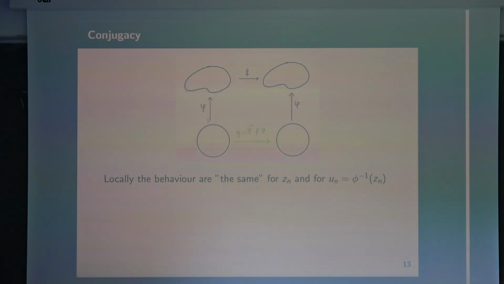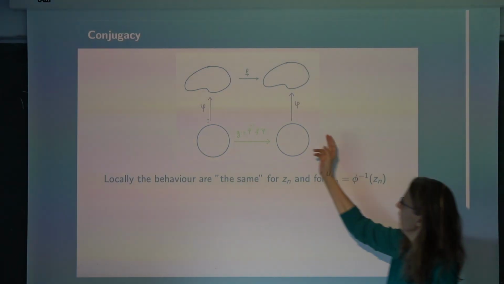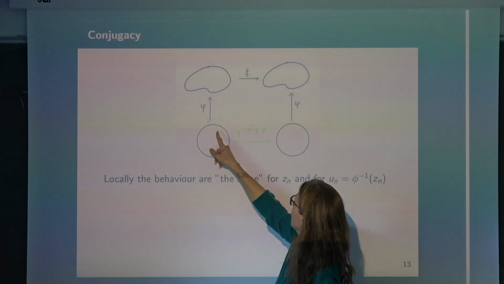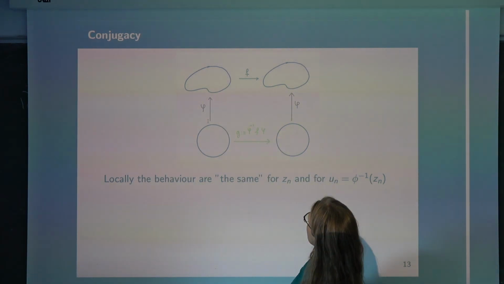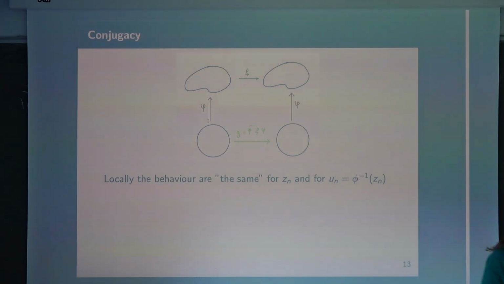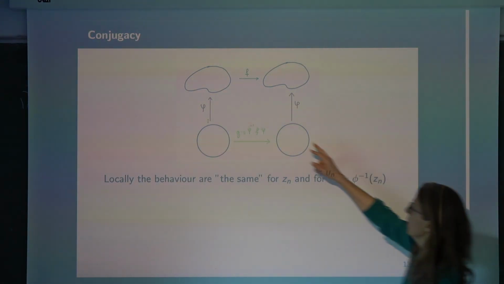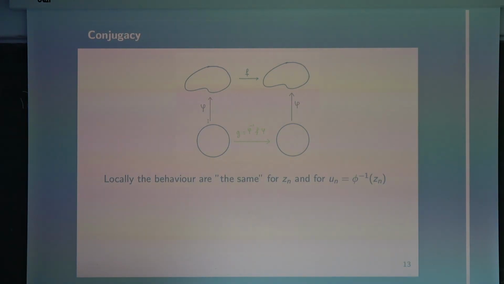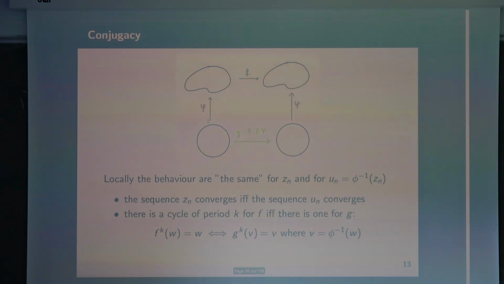So this is just a picture about conjugacy. When you go from here to here, okay, so you have phi, f and phi minus 1. And in fact, you have the same behavior for f and for g. Okay? So this is important. We always look up to conjugacy. It's like up to change of variable. Okay? So if one sequence converges for one map, it converges for the other one.